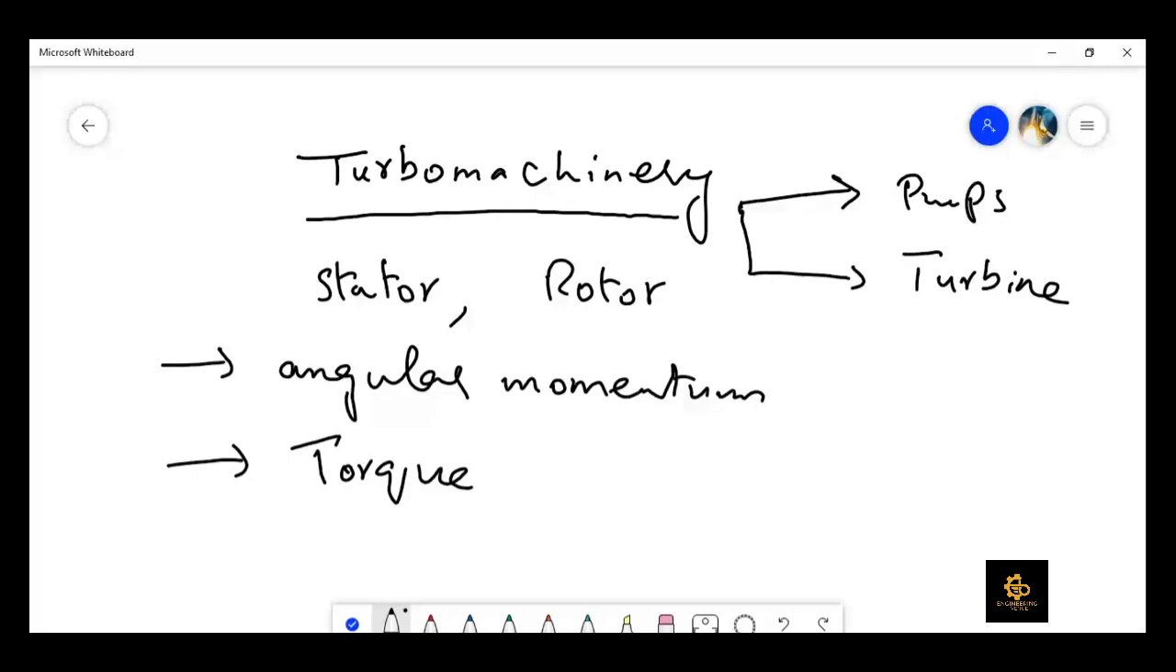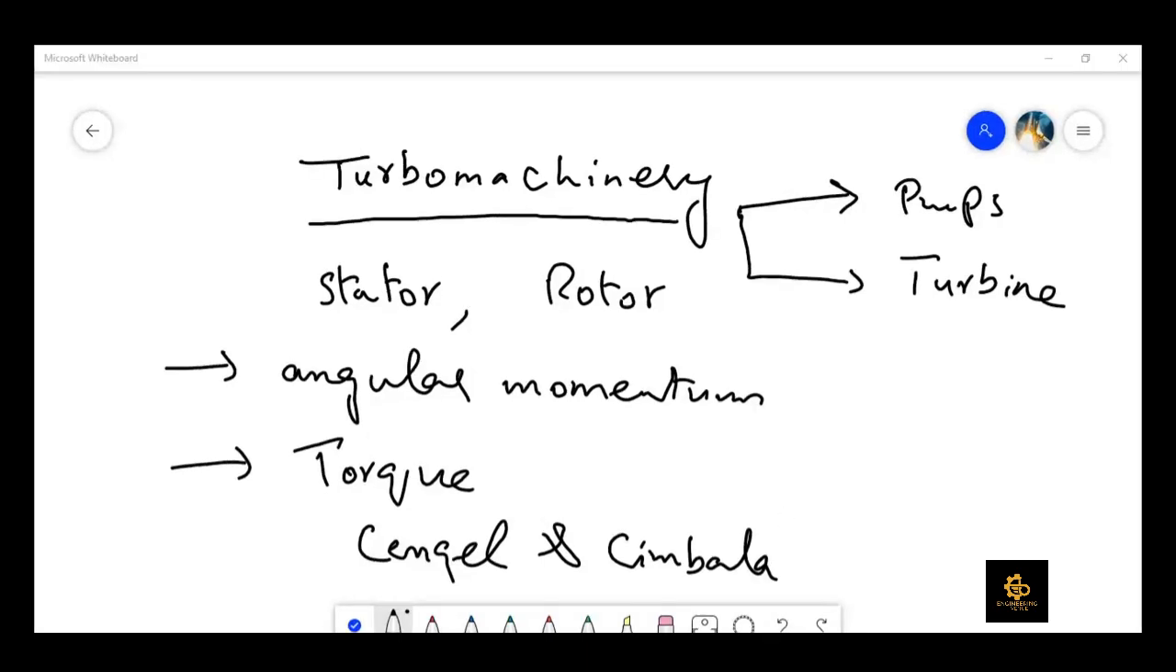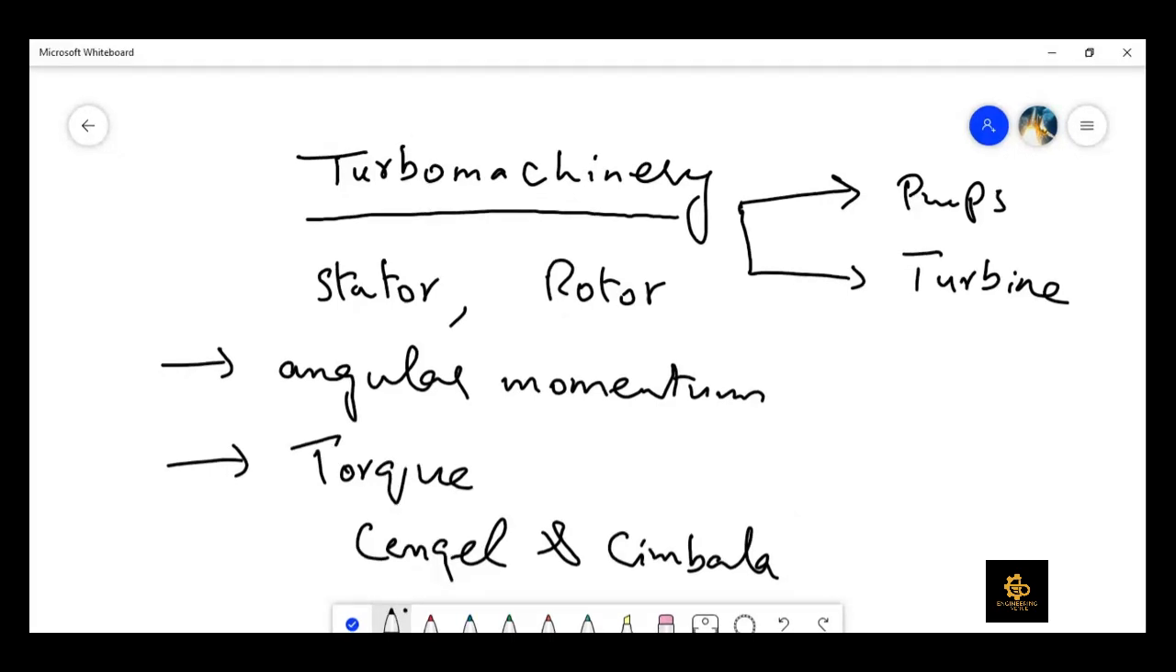In order to cover the basics, as I discussed, we are going to discuss angular momentum, then the moment of momentum equation, and then net torque on a system and things like that. For that, I have chosen this book of Cengel, and I think Cimbala. I have also given you the textbook, and we are starting from the section, let me see, Section 6.3 from that book.